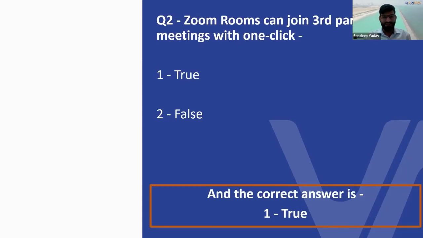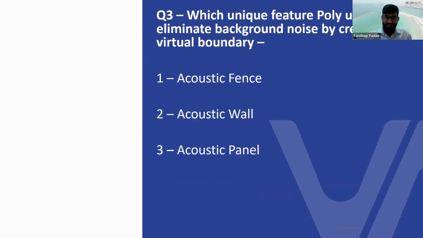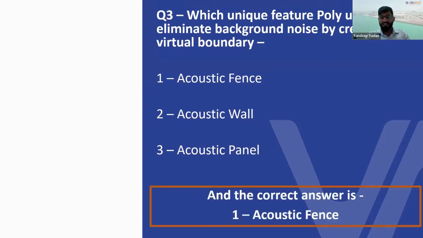Everybody ready for question number 3? These other 2 questions are from Poly. So what is the unique feature that Poly uses to eliminate background noise by creating a virtual boundary? People have different views, and that is very good. So let's move to the answer of this question. Yes, the answer is option 1, acoustic fence.